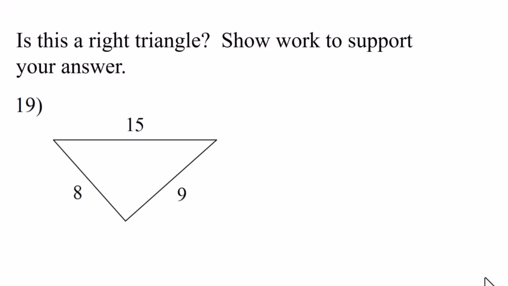This is the converse of the Pythagorean theorem. Is this a right triangle? Show your work to support your answer. So you don't see any angles marked. And even though this looks like a right angle down here, if it's not marked, you can't assume that. So you need to use the Pythagorean theorem to check it.